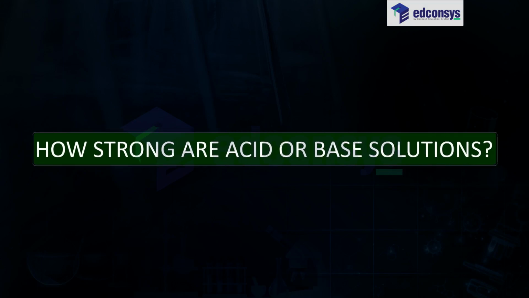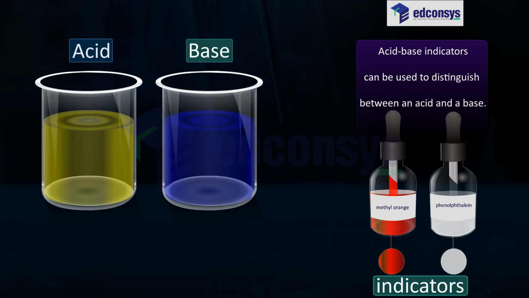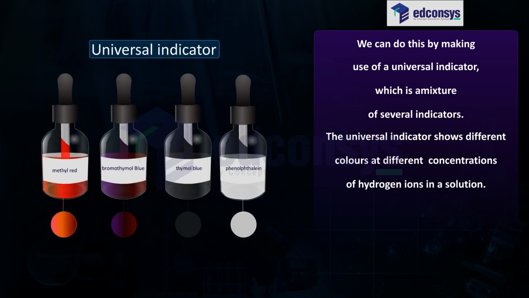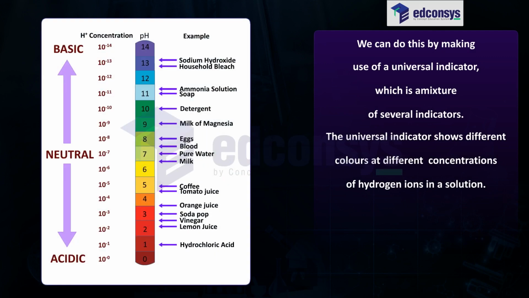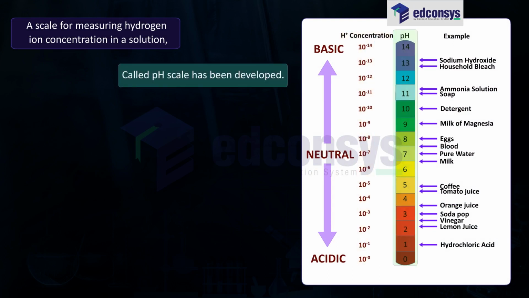How strong are acid or base solutions? Acid-base indicators can be used to distinguish between an acid and a base. We can do this by making use of a universal indicator, which is a mixture of several indicators. The universal indicator shows different colors at different concentrations of hydrogen ions in a solution. A scale for measuring hydrogen ion concentration in a solution, called the pH scale, has been developed.